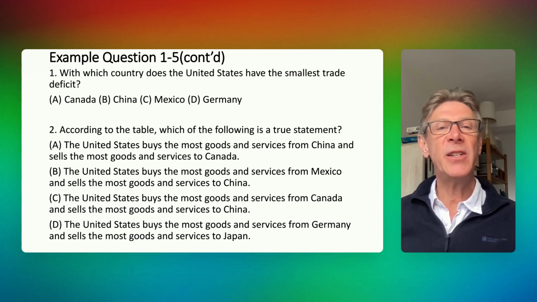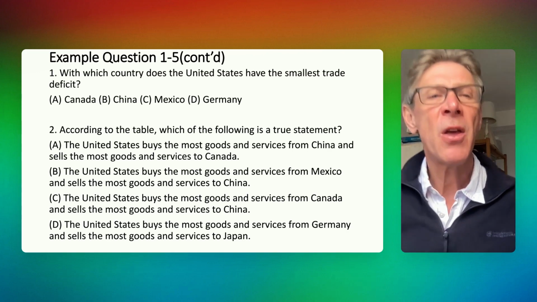C, the United States buys the most goods and services from Canada and sells the most goods and services to China. Or D, the United States buys the most goods and services from Germany and sells the most goods and services to Japan. Let's go through them one by one and see which one is true.